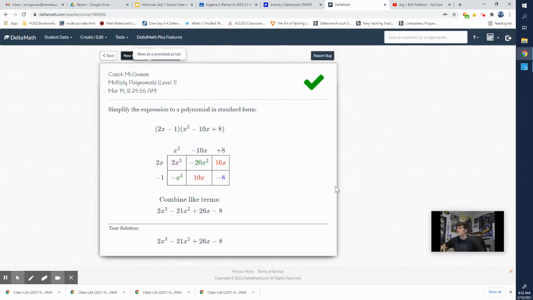Hey, nice. Hopefully you got the same. If not, that's what Delta Math is there for, right? We're going to keep practicing with this, and we'll get it even better. So that way we can multiply any polynomial we want. We should be able to add. We should be able to subtract any polynomials we want. And now with box method, we can multiply any polynomials we want.